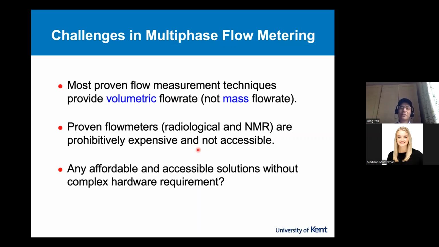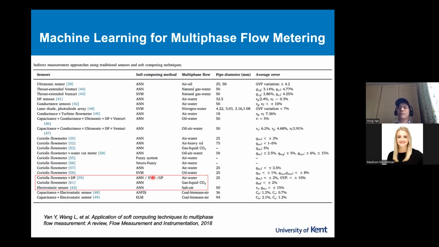So here's a question: are there any affordable, accessible solutions without complex hardware? It has to be cheap enough so people can afford it. So what's the option here? We say, let's try data-driven modeling, soft computing or machine learning, more or less the same thing here.